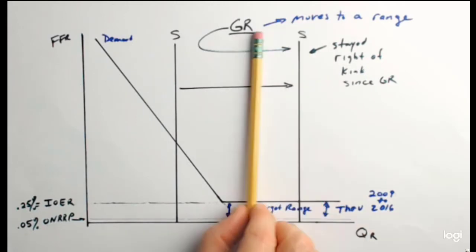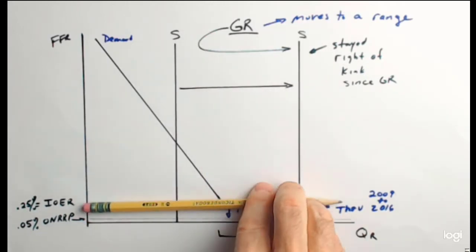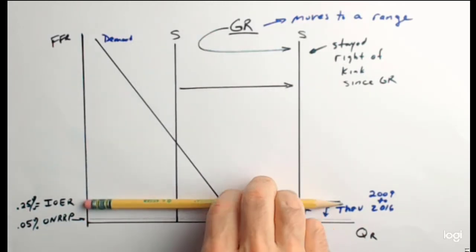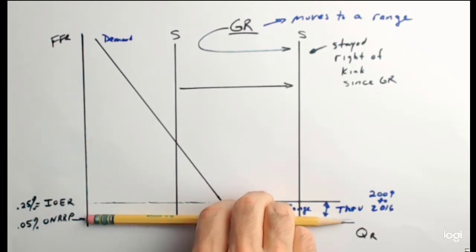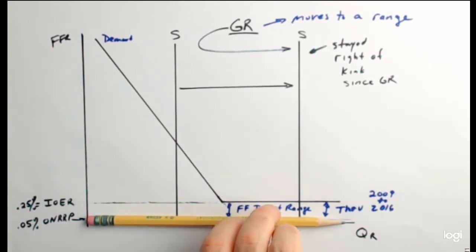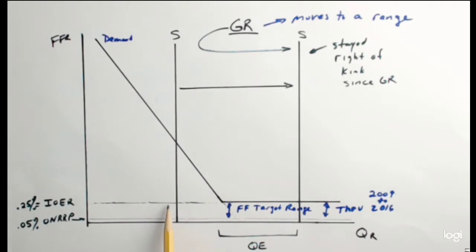So the supply could be anywhere. The Fed's just going to say, look, we want interest on excess reserves to be here. We want the interest on reverse repos to be here, and we're going to manage the Fed funds rate to be anywhere in this tunnel, or channel as it's sometimes called. And this is the channel and tunnel and range from 2009 to 2016.